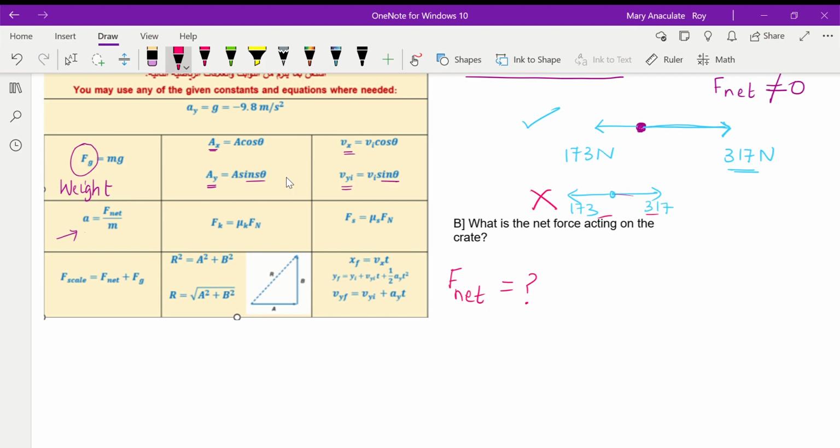All right. So F net is, this is going to the right, 317, so that's positive. It's on the opposite side, so this is negative. So you combine the forces, 317 minus 173, and then you will get the answer. All right.